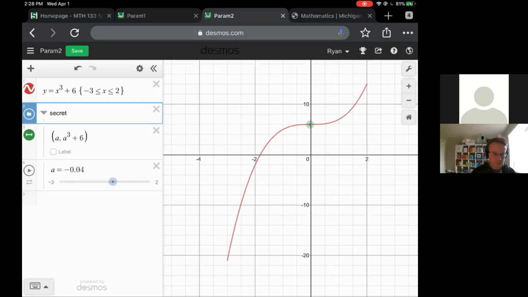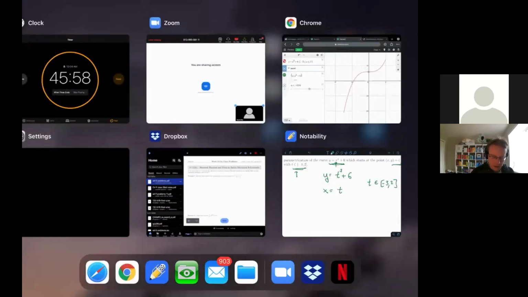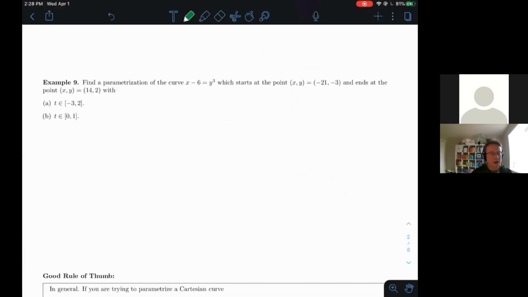Okay. So of course they get more complicated, and we'll go into some of the more complicated ones down here for our example 9, but are there any questions with what we've covered so far?